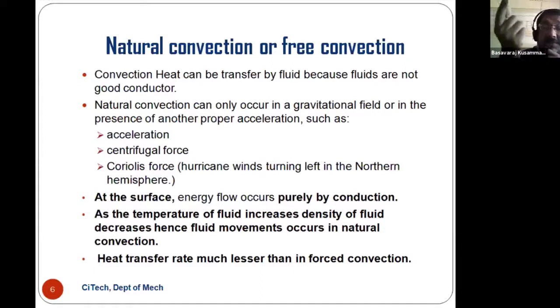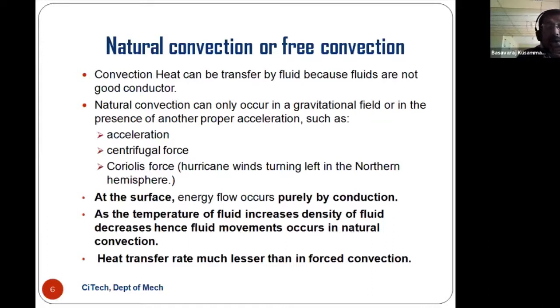Whatever the heat transfer at that particular point, that is due to natural convection, or we can call it a density difference. So natural convection can only occur in the gravitational field or in the presence of another proper acceleration, such as acceleration, centrifugal force, or Coriolis force. Hurricane winds turn left in the northern hemisphere. Okay.